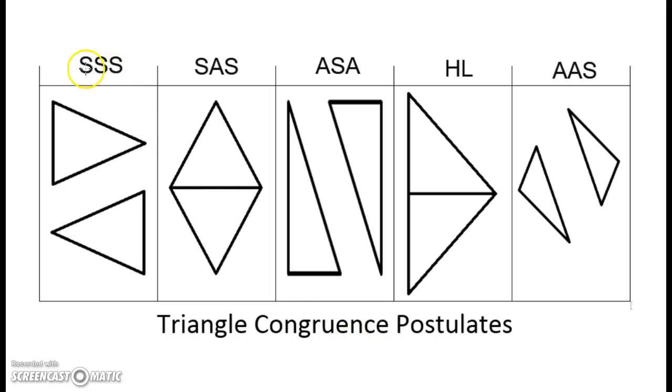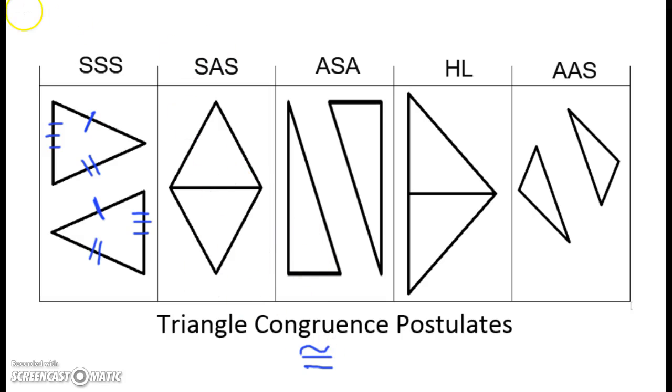So, for instance, this one says side, side, side. If I'm going to prove that two triangles are congruent using side, side, side, all three of the sides have to be congruent to the three sides of another triangle. Like for instance, if this side and this side are congruent, and this side and this side are congruent, and that side and that side are congruent, I can now say that these two triangles are congruent using side, side, side. Just a real quick reminder, the symbol for congruence is an equal sign with a tilde over the top.